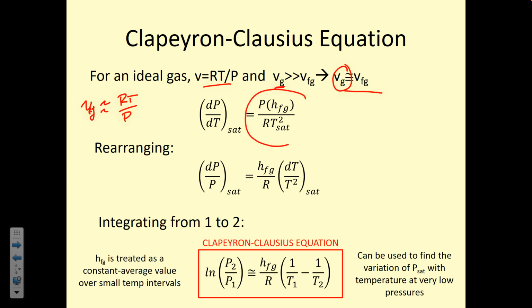So now we can have it in terms of temperature and pressure and this R value. So this is specific to ideal gases only. So if we wanted to know how this variation of P sat happens with temperature for an ideal gas, then this is a special form of the Clapeyron equation that we can use that's only applicable to ideal gases or gases with very low pressures where their specific volume is approximately equal to V sub G, VFG.